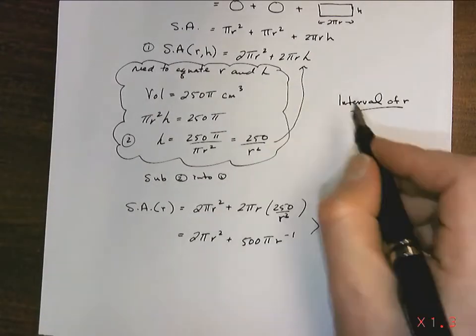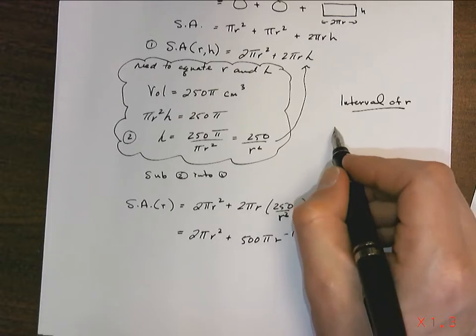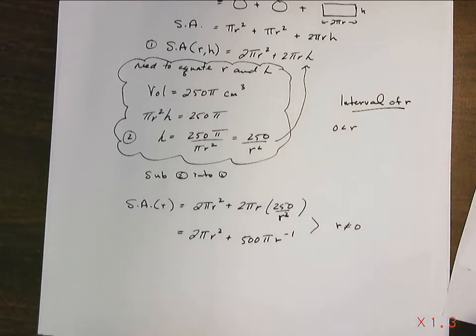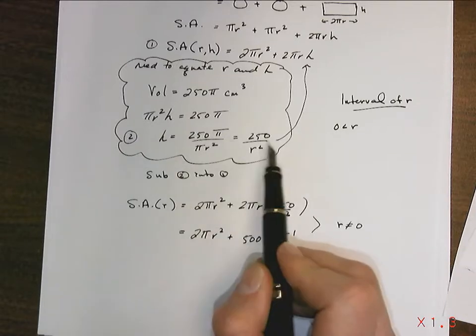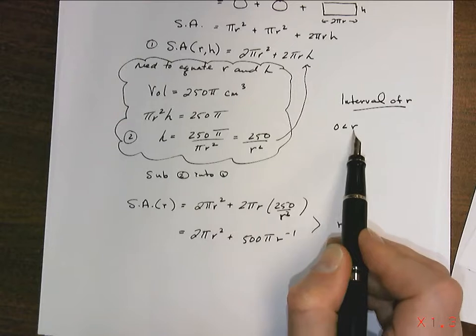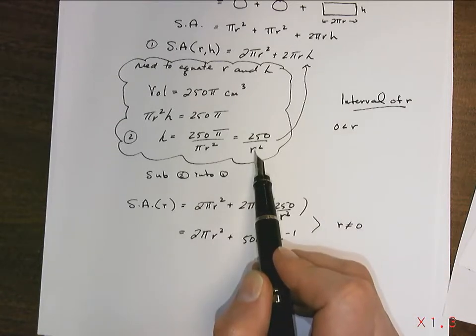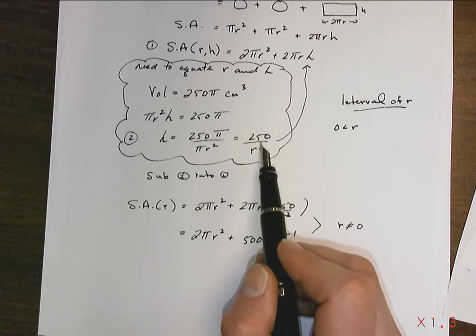So I know that if r is 0, then there's no can, and if r is negative, it doesn't really make sense. So we know that r has got to be greater than 0. You also know that h has to be greater than 0. So take a look at h in terms of 250 over r squared. R can get smaller and smaller, which is fine because that means that h is going to get bigger and bigger and bigger.